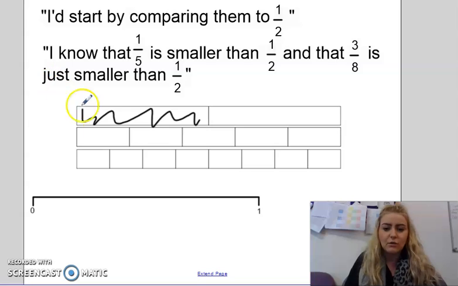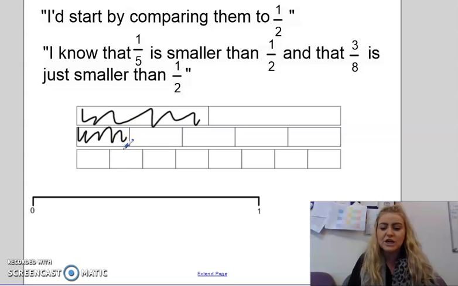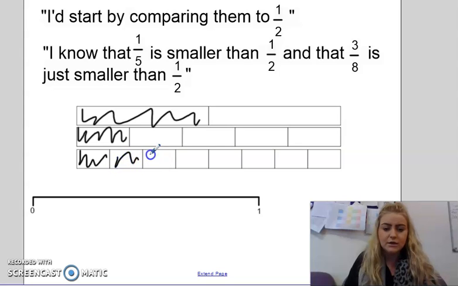She then knows that 1/5 is smaller. So let's shade in 1/5. So there are 5 equal parts and we are concerned with one of those parts. And that 3/8 is just smaller than a half. So this time there are 8 equal parts and we are concerned with 3 of those parts. And she's right, they're both smaller than a half.